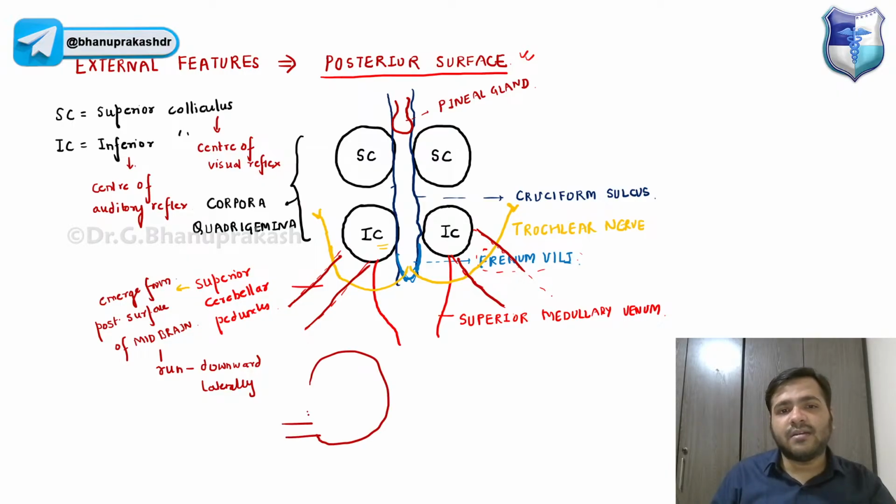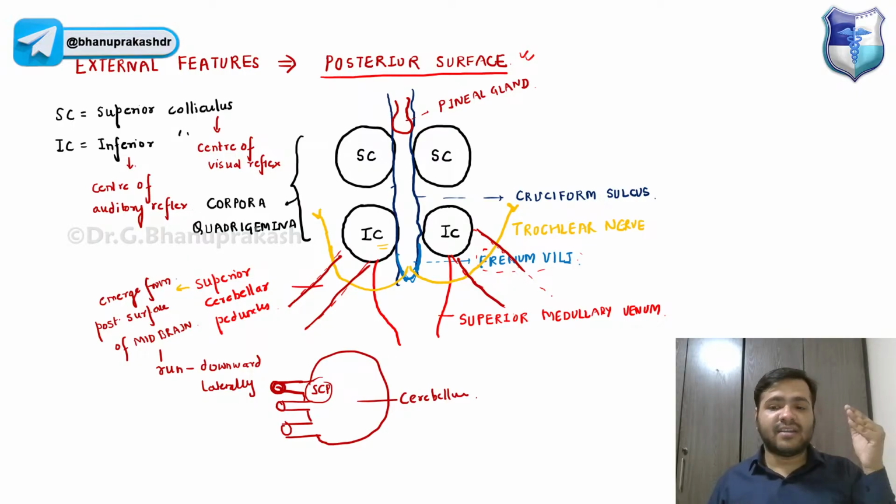We have the three peduncles, guys: the superior, the middle, and the inferior cerebellar peduncle. And this is the cerebellum. So basically these are the superior cerebellar peduncles, and they are running downwards laterally along the sides of the upper part of the fourth ventricle to enter into the cerebellum, into the cerebellar hemisphere.